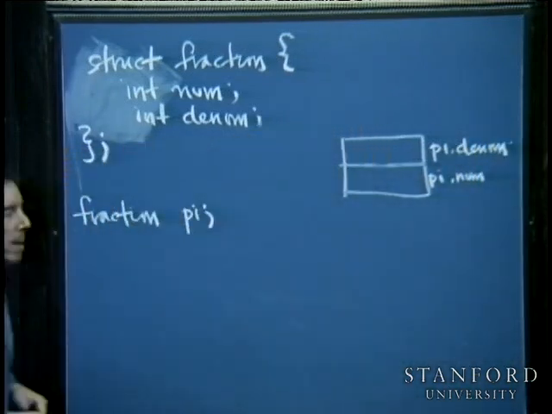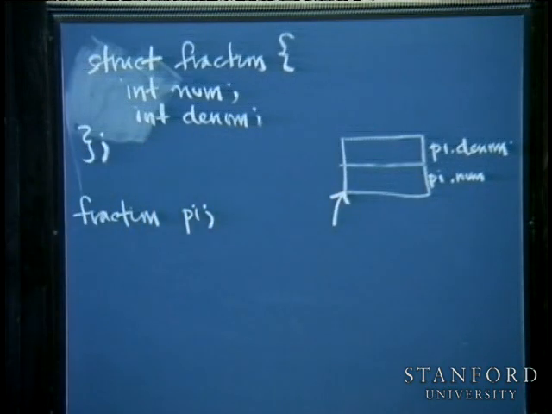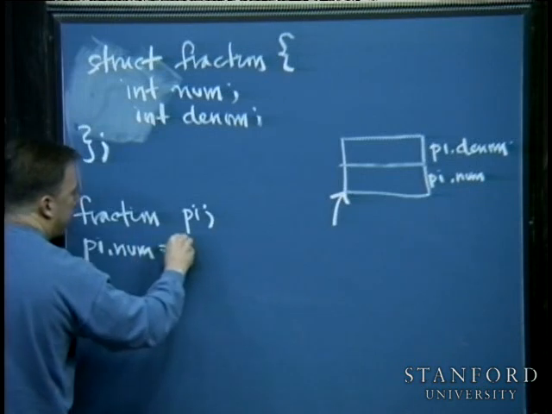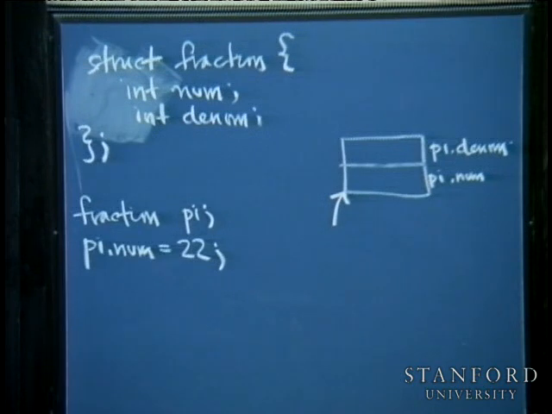Okay? So when I draw that arrow right there, unless I give you some context, you don't know whether it's an int star storing the address of the num field, or the address of the entire struct. Okay. When I do this, not surprisingly, that places a 22 in the lower 4 bytes of the entire figure.